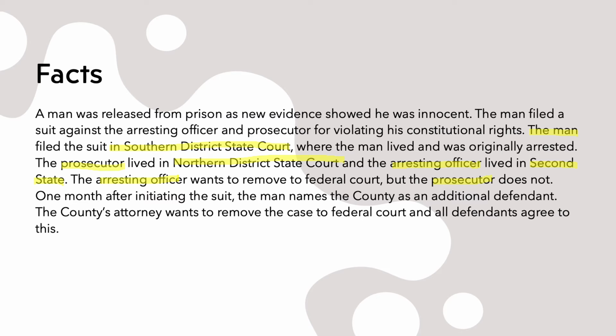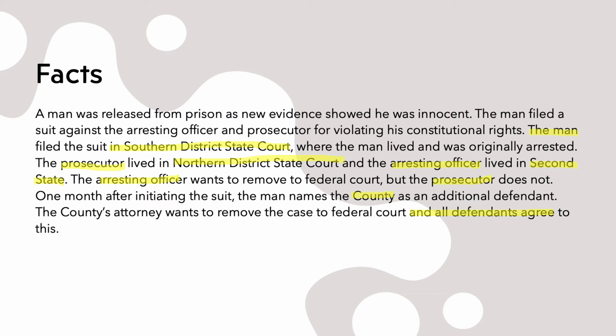However, if I keep reading, it says one month later, the man names the county. So we have another party here as an additional defendant. Okay, why are they telling me this? We have this random county named as an additional defendant. And then it says the county's attorney wants to remove the case to federal court. And all defendants agree. Okay, so now I'm thinking all of the defendants agree to the removal. It seems like they can remove, unless there's some sort of weird exception.